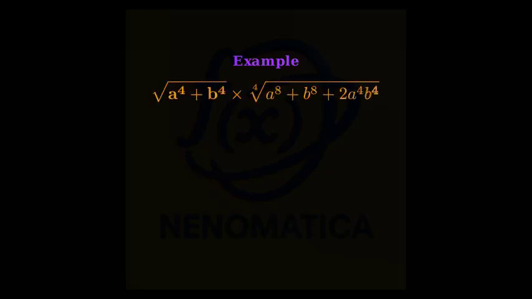The word example appears. Then the problem statements in bold orange LaTeX. First expression to simplify is square root of a to the 4 plus b to the 4 times the 4th root of a to the 8 plus b to the 8 plus 2a to the 4b to the 4.